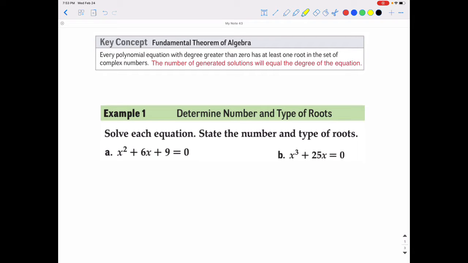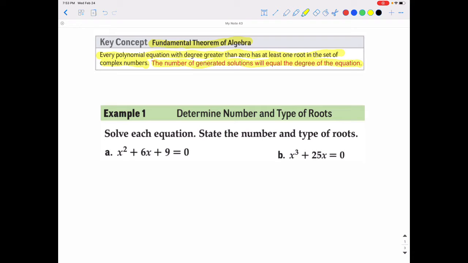So it's taken us a while to get here, but we finally get to the fundamental theorem of algebra, which states that every polynomial equation with degree greater than 0 has at least one root in the set of complex numbers. The number of generated solutions will equal the degree of the equation.